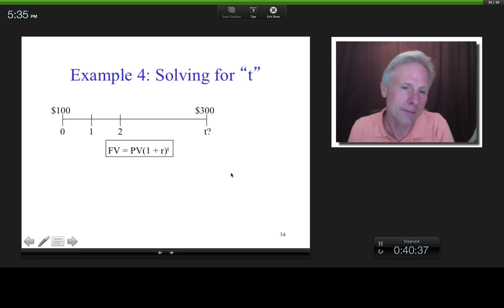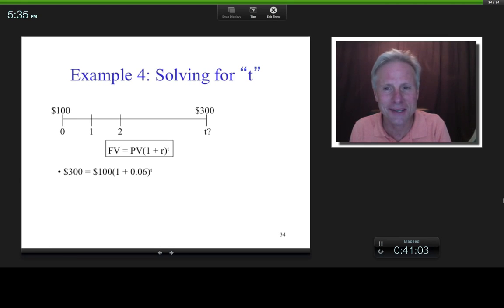So if I now apply the formula, what's my future value? It's 300. What's my present value? It's the 100. What's my R given these are 6-month periods? It's my effective 6-month rate, or 6%. And what's my T? Well, that's what we're solving for. How long before it triples? So basically that would be what we'd put in for our single cash flow problem. If I divide both sides by 100, I basically get this.